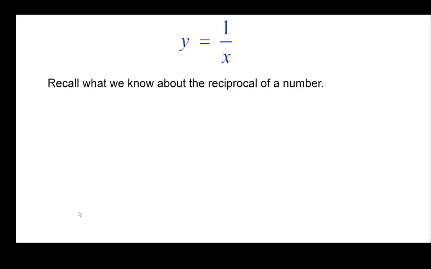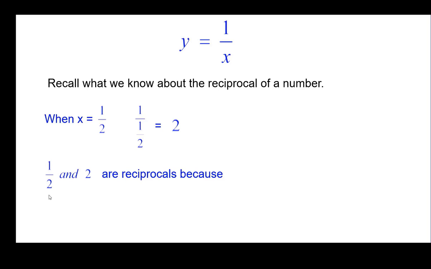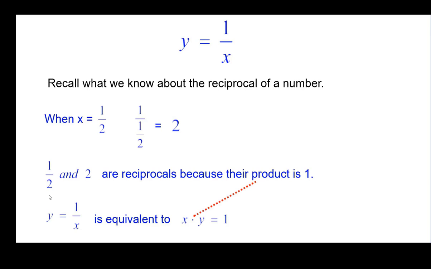So let's first recall what we know about the reciprocal of a number. When x is equal to a half, 1 over a half, which is the reciprocal of a half, is equal to 2. And 1 half and 2 are reciprocals because their product is 1. And if you look at the equation y equals 1 over x, if you multiply both sides by x, it's equivalent to x times y equals 1, which shows that the product is 1.